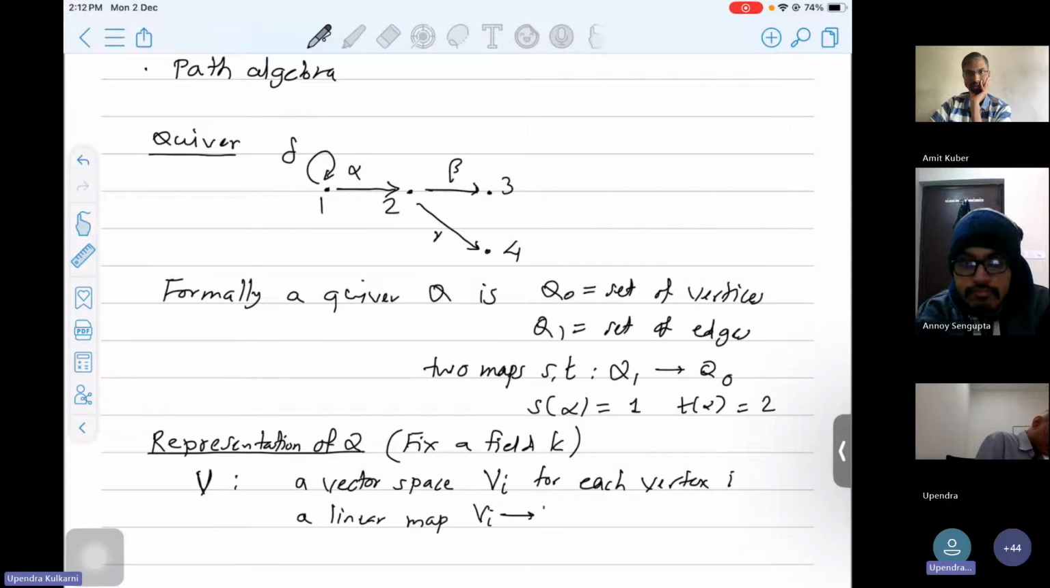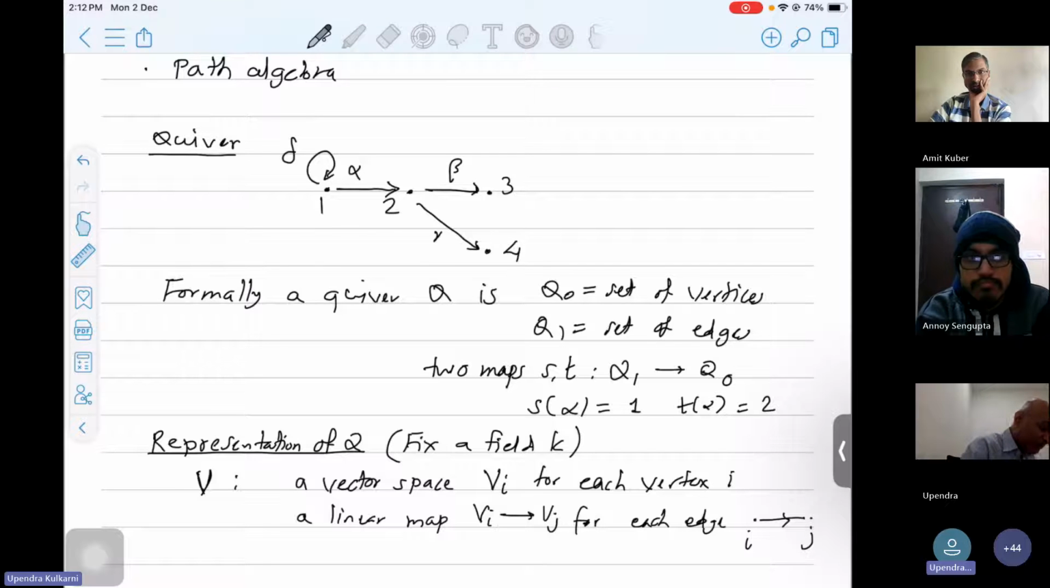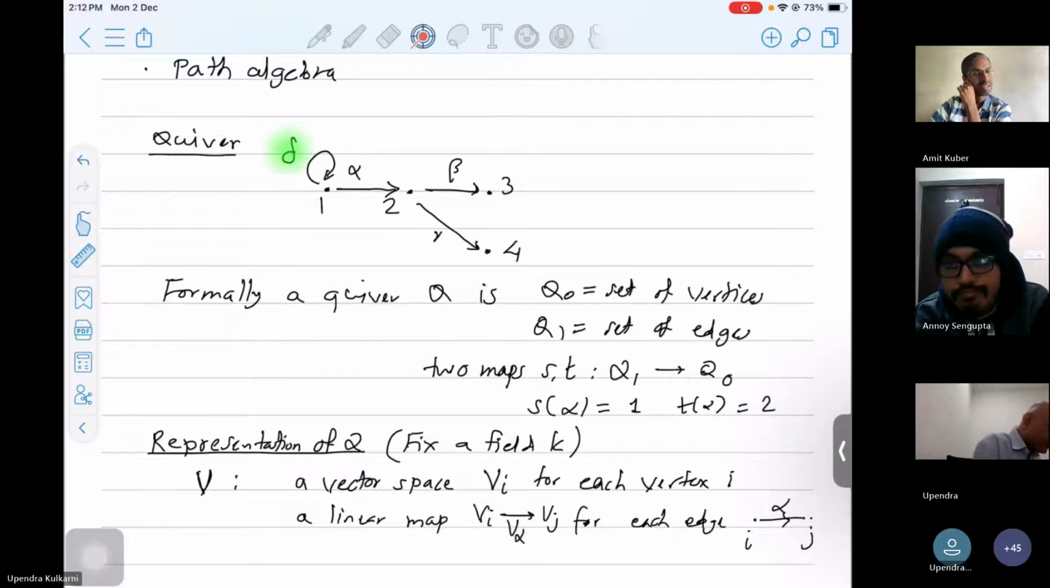A linear map V_i to V_j for each edge i to j. So formally speaking, if I call this edge alpha, then you can call this map itself V sub alpha. So V is an assignment. It carries a bunch of data, a vector space at every vertex, as well as a linear map between the respective vector spaces for each edge. Notice that for this delta that I have over here, can I suggest something?